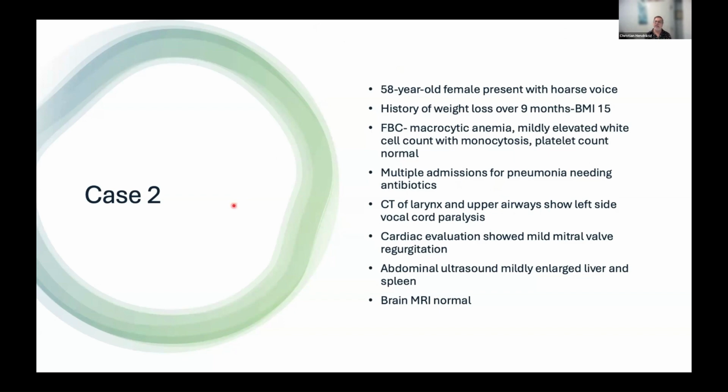So you've got a 58-year-old who's losing weight. She's got a macrocytic anemia, multiple admissions for pneumonia, and looks like she's got a left-sided vocal cord paralysis. Any ideas? Still, it seems that we've got the quiet group here. Okay.